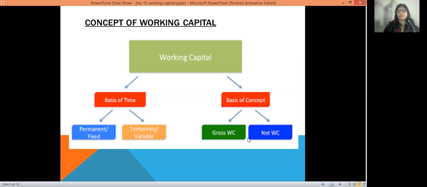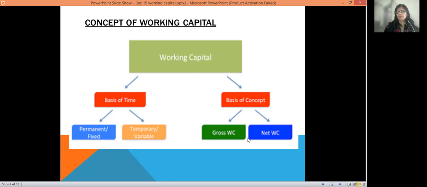Now, what is that? Actually, working capital, as we already discussed, is the capital required for a short span of time in order to carry out your day-to-day expenses. But how can it be permanent in nature? Here I want to plot one example.